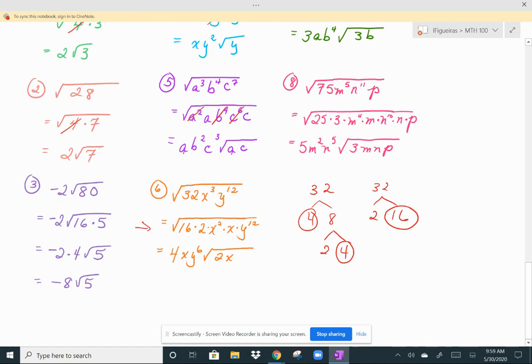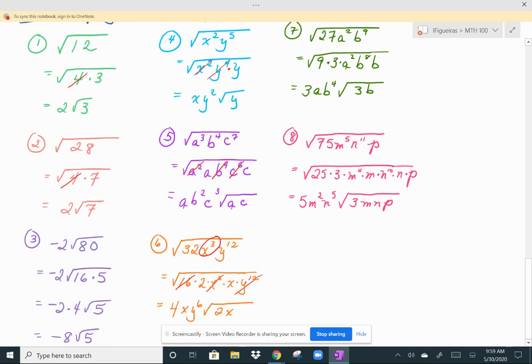Oh sorry, I misspoke before. I need to break down the x cubed. That's not even. So I rewrite that as x squared times x. The y to the 12th is fine. So the square root of 16 is 4. That comes out. Square root of x squared is x. That comes out. Square root of y to the 12th is y to the 6th. That comes out. And you're left with 2x inside of your radical.